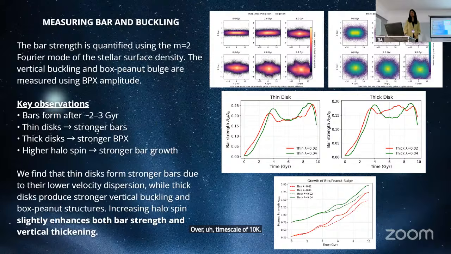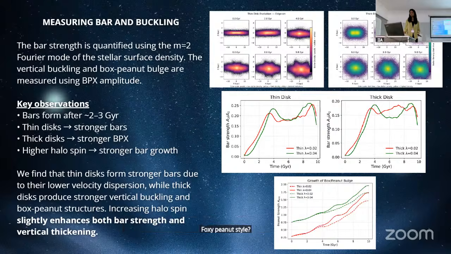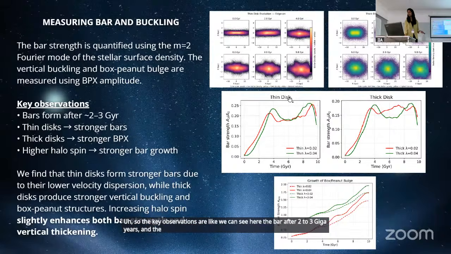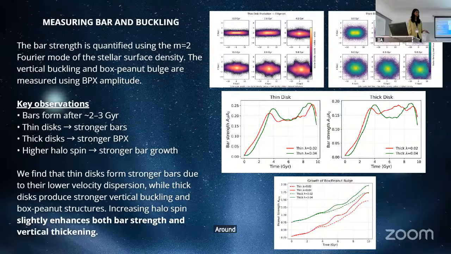In my preliminary results, I have measured bar strength as well as buckling strength. We have used Fourier analysis, with m equal to 2. The key observations are that we can see the bar form after 2 to 3 gigayears, and the bar strength is strongest at, I guess, around 8 to 10 gigayears.